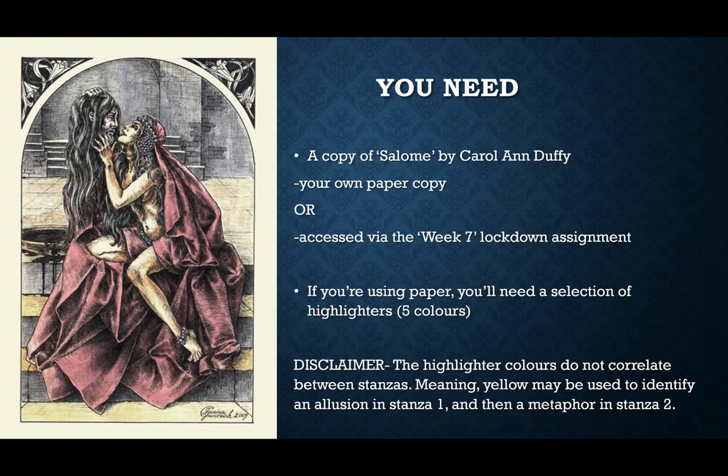Just to keep in mind, similar to last week, that the highlighter colours do not correlate between the stanzas. So that means that maybe yellow might be used to identify an allusion in stanza 1, and then yellow might be used to identify a metaphor in stanza 2. There's just too much going on in the poem to keep the colours consistent, so all of the stanzas are standalone. So make sure you get yourself all ready and organised to go, and then pause the video as you need to.